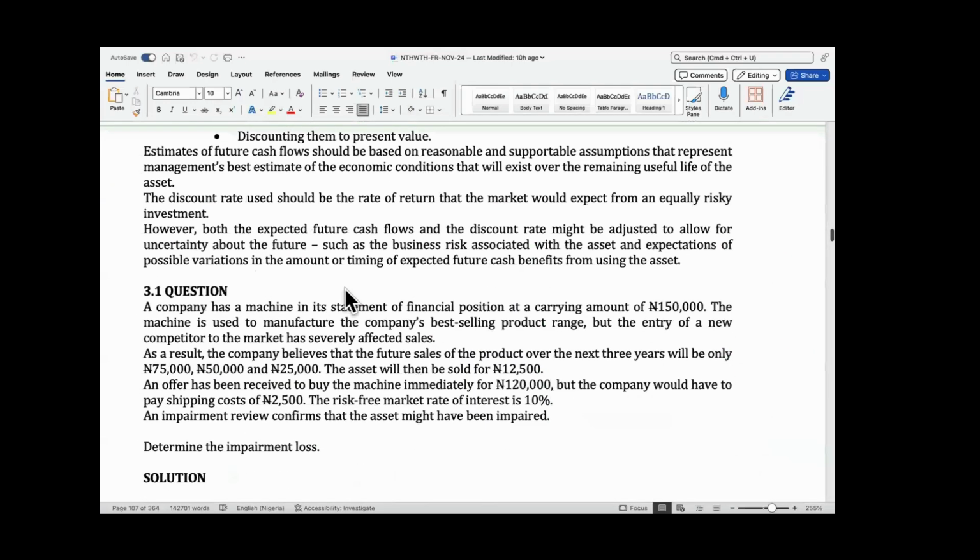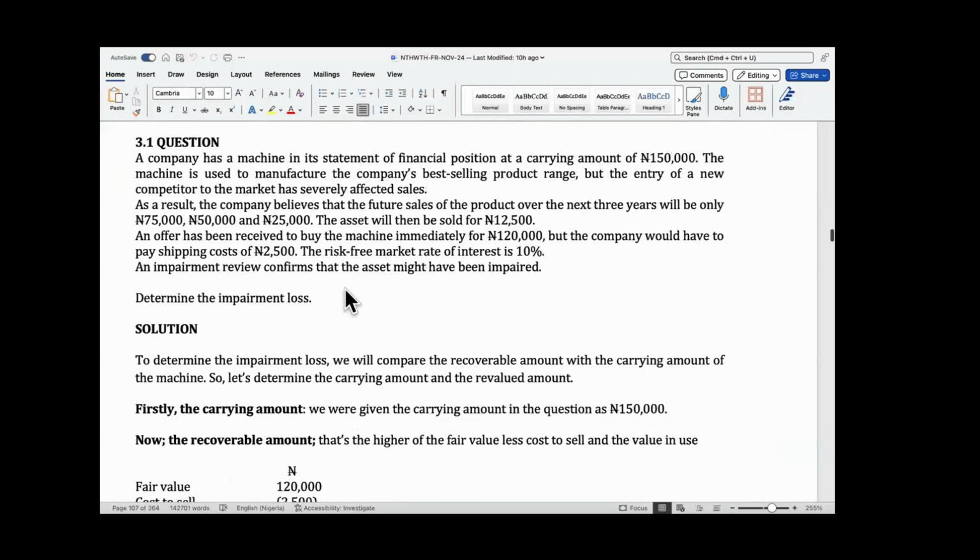So let's solve a question on this. And this question states that a company has a machine in its statement of financial position at a carrying amount of 150. The machine is used to manufacture the company's best-selling product range, but the entry of a new competitor to the market has severely affected sales.